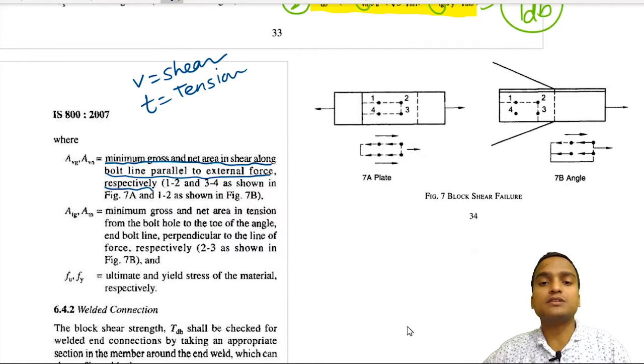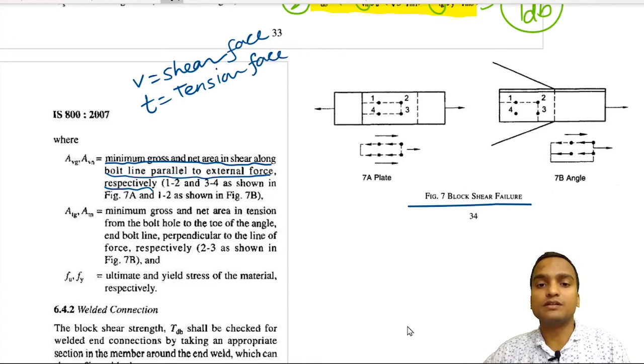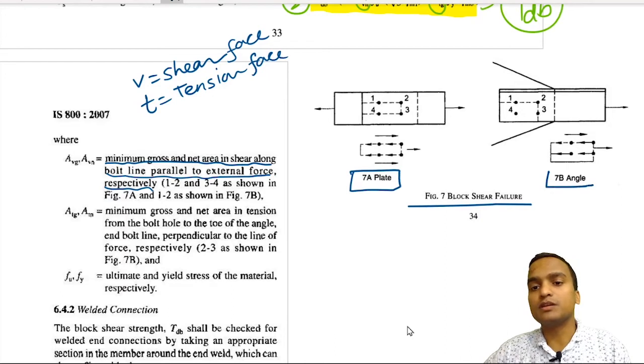See, there is a combination of failures in block shear failure. One is the shear failure, so we consider those faces as shear faces, and there is failure due to tension also, and that is on the tension face. This is a figure of block shear failure in the case of a plate, 7a, and 7b represents the block shear failure in an angle section. You can see in the case of plates how this block has got separated, and in the case of angles also how this block has got separated.